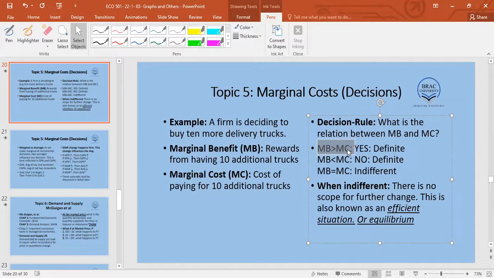Right, sir. In that case, we are happy, we will go for it. If we see that the cost is more than the benefit, in other words additional benefit is less than additional cost, will we be encouraged to buy those 10 trucks? No, sir. So we have a definite no. But if we see marginal benefit is equal to marginal cost, i.e. our additional benefit is equal to additional cost, then we can say neither yes with certainty nor no with certainty. This thing, equilibrium, we explained last class, didn't we?